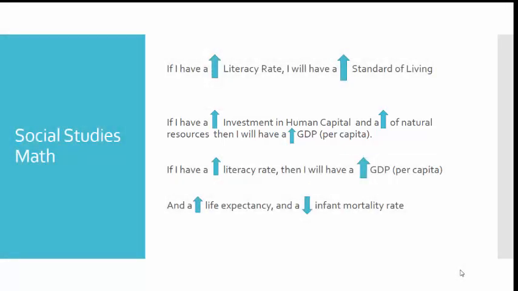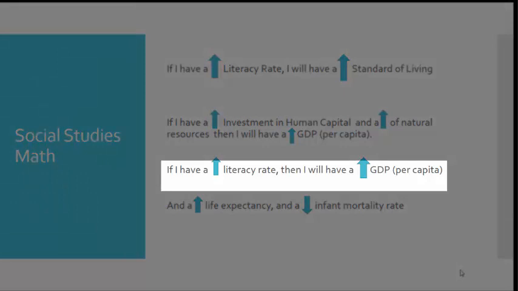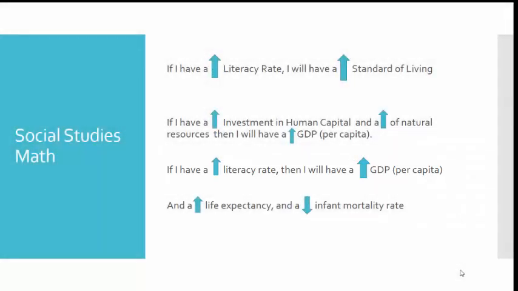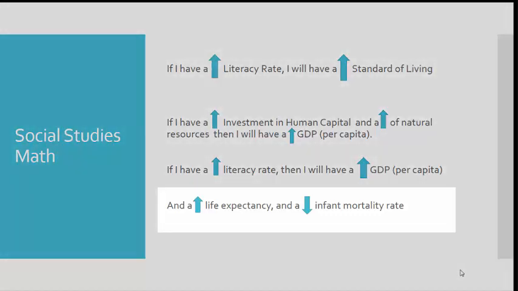If I have a high literacy rate, then that will mean that my GDP per capita will probably also be high in my country because, again, lots of people with education, better job opportunities make more money, higher GDP. This last little social studies math problem I like to add in because it can add a new level to these terms when you're having students negotiate them.